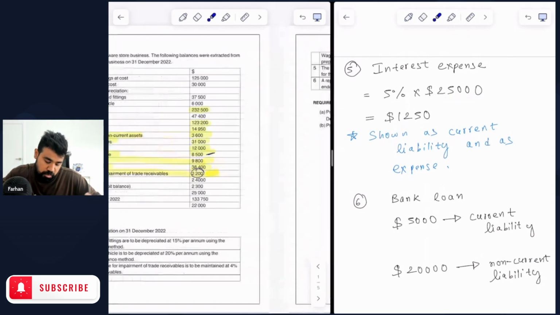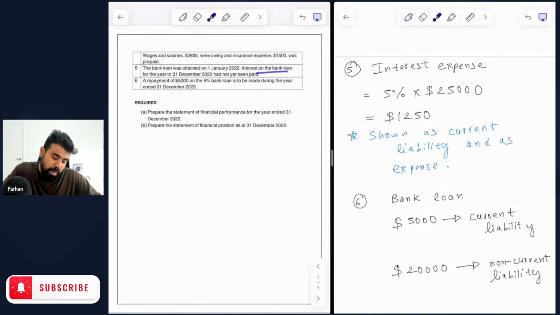The question also explicitly mentioned this interest on the bank loan had not yet been paid, which means what we are doing in this case is showing this as a current liability, which refers to interest expense accrued or interest expense owing or interest expense payable. They're the same things anyway. We also classify this as an expense in the statement of financial performance. So this is to be recorded in 2 different places. One, the statement of financial position as a current liability, which is known as interest payable, and as an expense, which is known as interest expense in the statement of financial performance or the income statement.